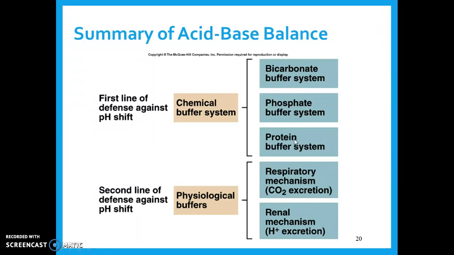If that doesn't work though, if the change is too great, we have a second line of defense, which are the physiological barriers or buffers. These are things that we can do with our body. So we can increase respiration, or we can increase hydrogen excretion in our urine.